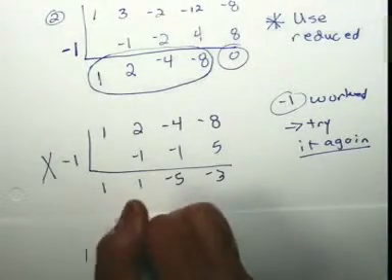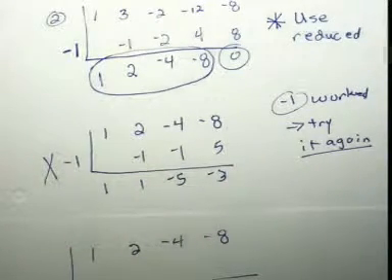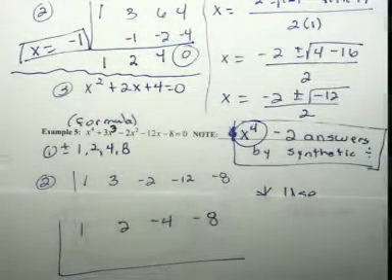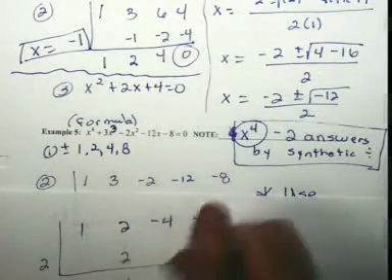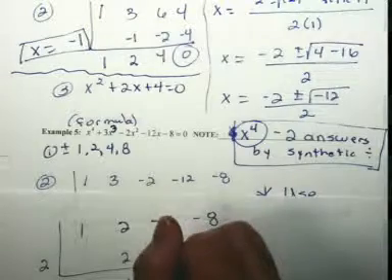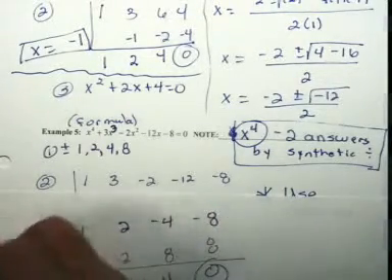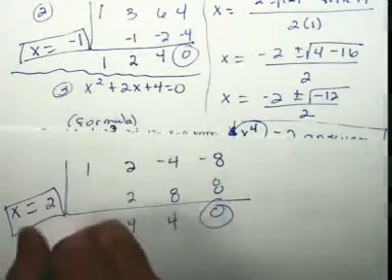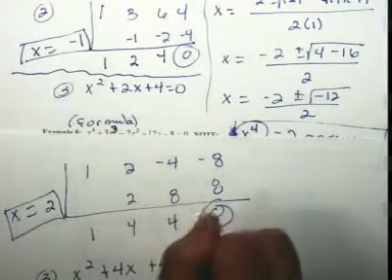So I'm still using the reduced. Never go back to the original. But if I tried 1 and negative 1, what's the next number on the list I want to try? I want to try 2. 1, 2 is 4, 8 is 4, 8 is 0. X squared or x plus 4.